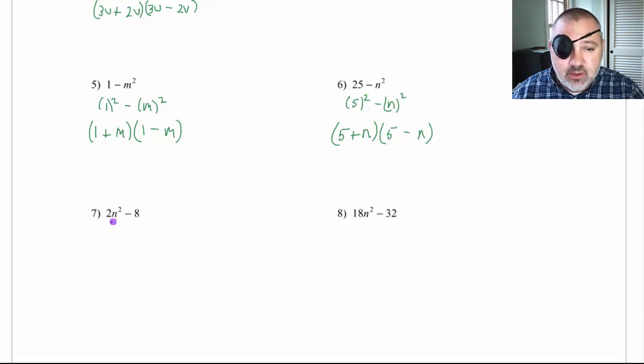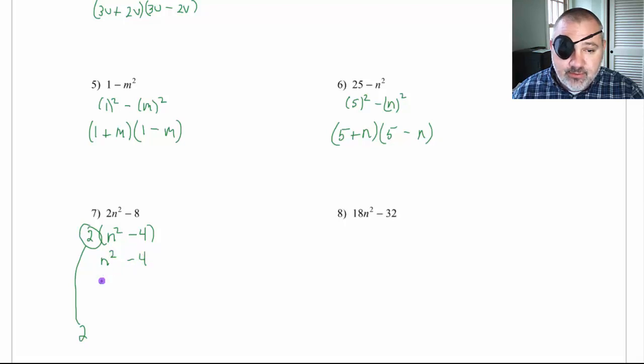What divides into 2n squared? That also divides into 8. And you're right, it is a 2. So let's take out the 2 first. And you're left with n squared minus 4. Take your 2, put it all the way down at the end so you don't forget it. So we really want to focus now on n squared minus 4.